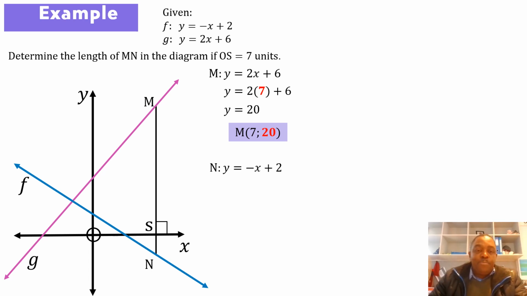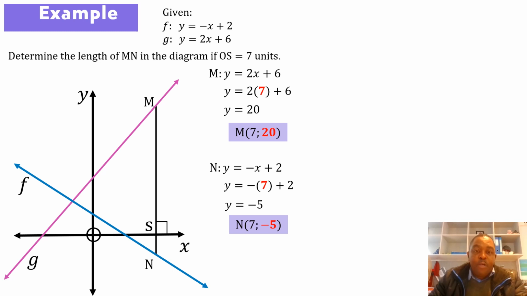And then we go to point N. Now point N is on the equation of f. So that means we're going to substitute our x in the equation of f. So always make sure they substitute in the correct graph, and then we get easily the y-coordinate of point N is -5. So the full coordinates there is (7, -5).